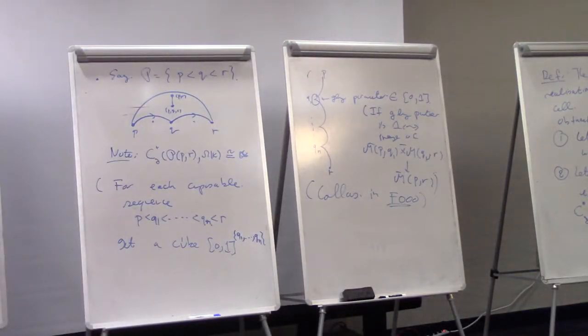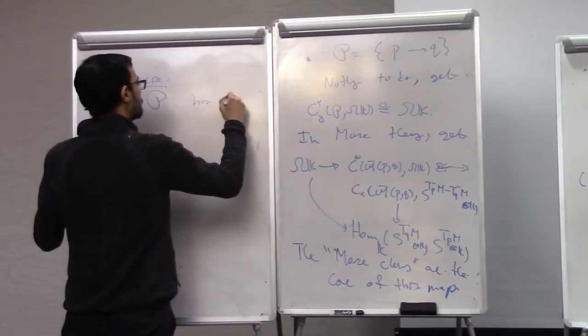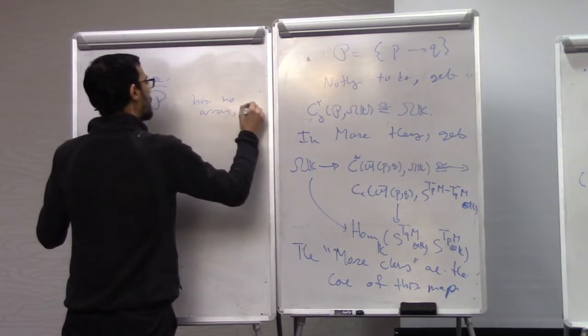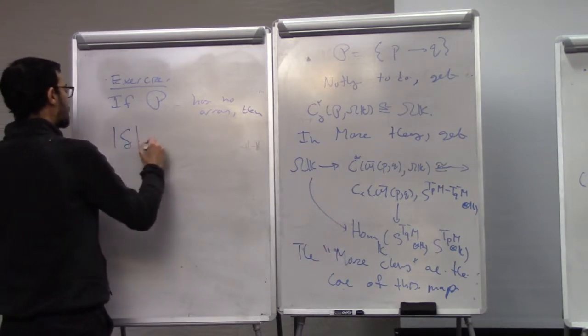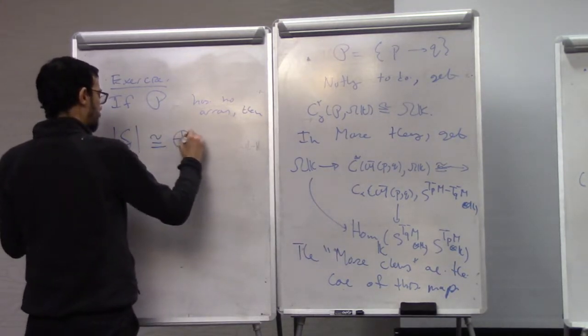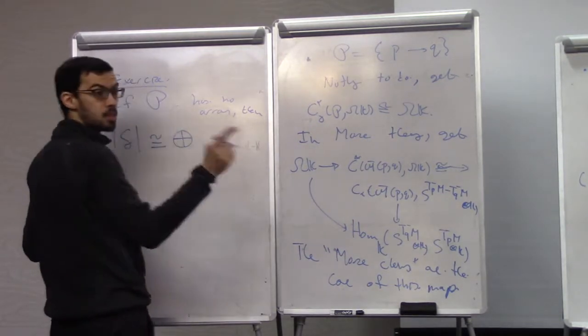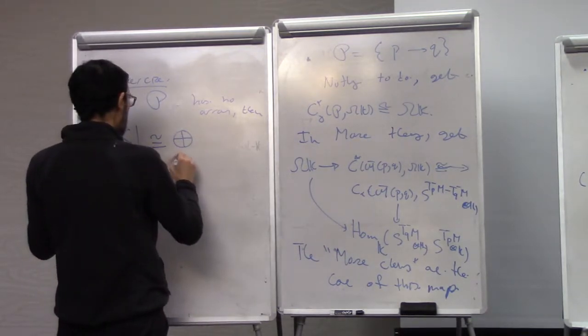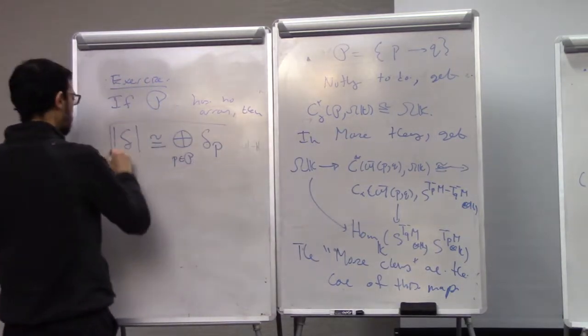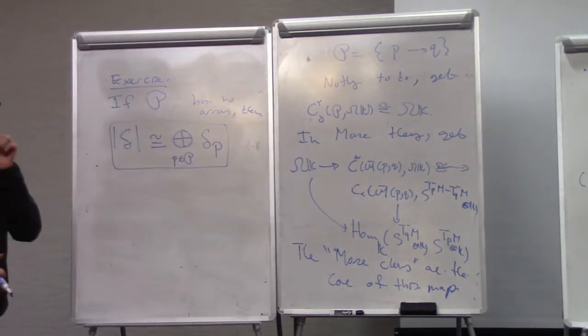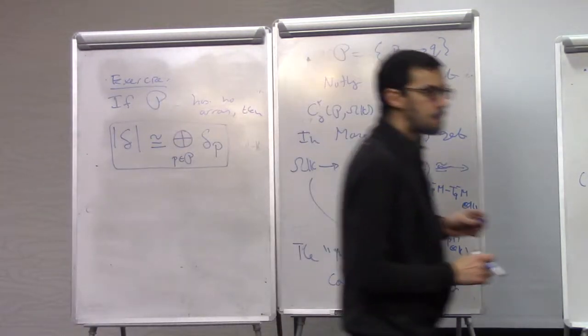So now an exercise. This exercise is actually doable. If P is discrete, there are no arrows. Then, if you take any delta, this geometric realization of delta is equivalent to the direct sum over all objects in P of the value of the functor delta. Direct sum means wedge, by the way.